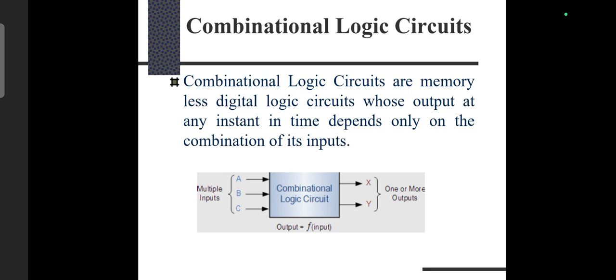Here we can see the representation of the combinational logic circuit at the bottom. It has three inputs, namely capital A, capital B, capital C. It can be extended up to n inputs, so starting from a single input, it can accept up to n inputs. The outputs also can vary from 1 to n. Here the outputs are represented as capital Y and capital X. So the output is a function of the input. That is the basic representation of a combinational logic circuit.